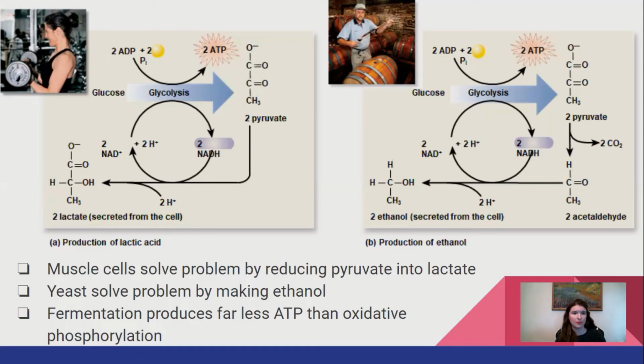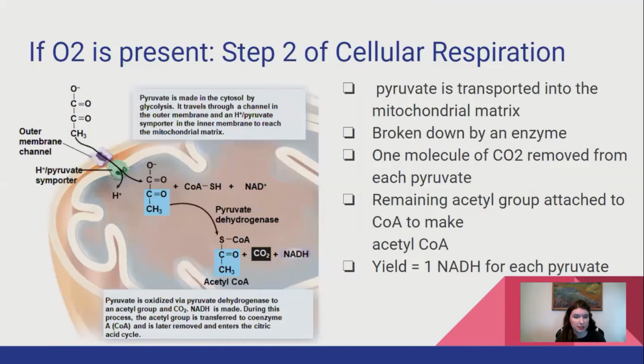Now, going back to our muscle cell. This lactic acid fermentation, or any type of fermentation, doesn't make as much ATP as normal aerobic cellular respiration, doesn't make as much ATP as our final step, oxidative phosphorylation. So if we can go into the rest of our pathway of aerobic cellular respiration, we want to do that. So if oxygen is present, we're going to go into step 2 of cellular respiration.